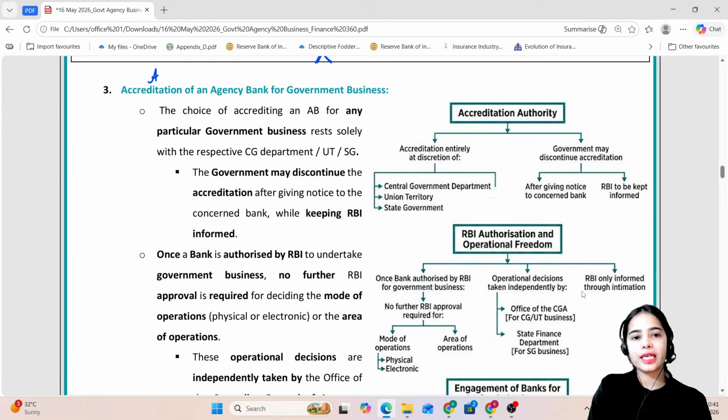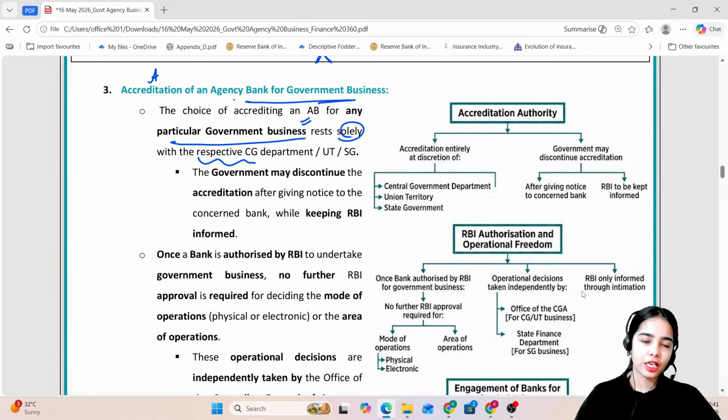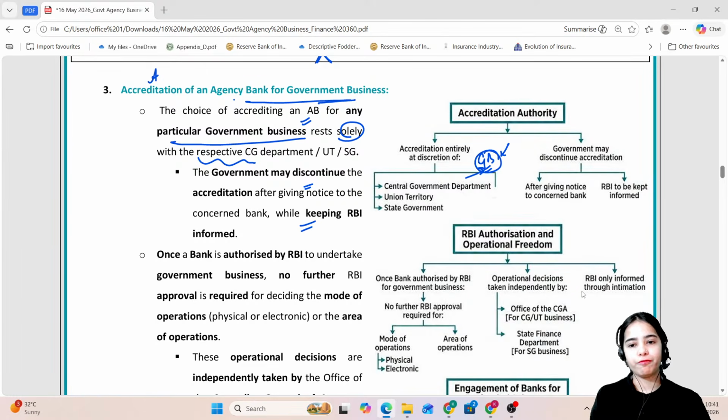Now, accreditation, that is, authorization of an agency bank for the government business. The choice of authorizing or permitting an agency bank for any particular government business rests solely with the respective central government department, union territory or state government. So if a bank is chosen for a particular government business, this is under the central government department, union territory or state government. The government may also discontinue the authorization of that particular bank while keeping RBI informed. The accreditation is entirely at the discretion of these entities. For a particular government business, the government can choose which bank will undertake it. They can also discontinue the accreditation.